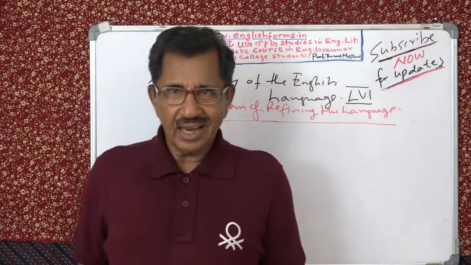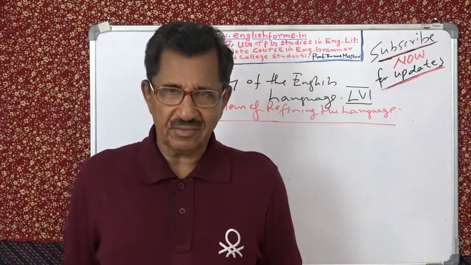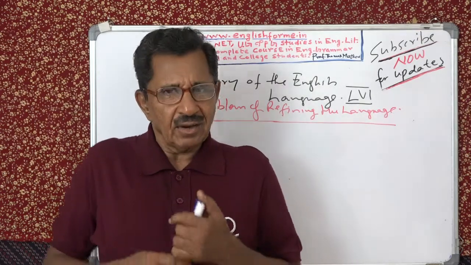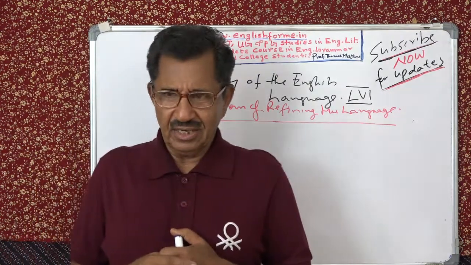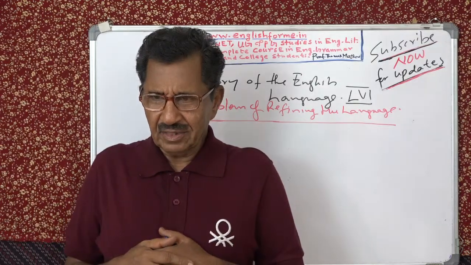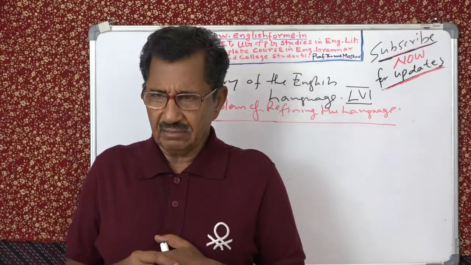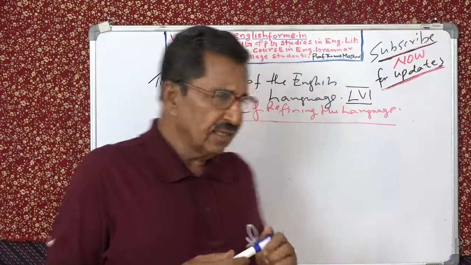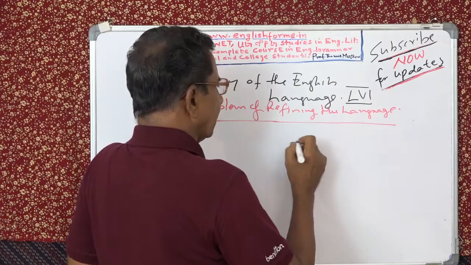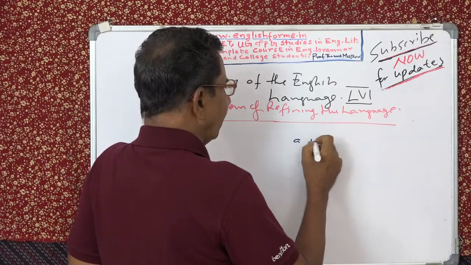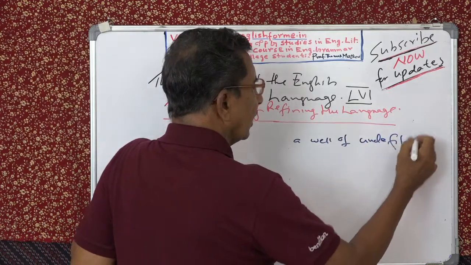But now what happened? The corruption set in, according to some historians, along with the Restoration. The pre-Restoration English was a well of undefiled English, the purer source of genuine diction. A well of undefiled English, that is during the time of Queen Elizabeth.